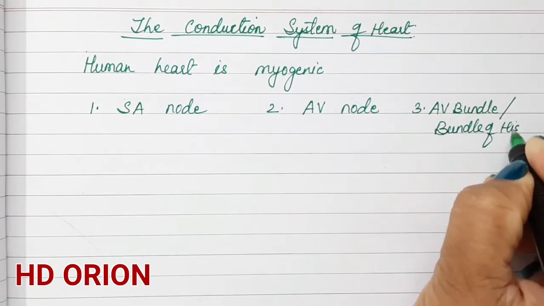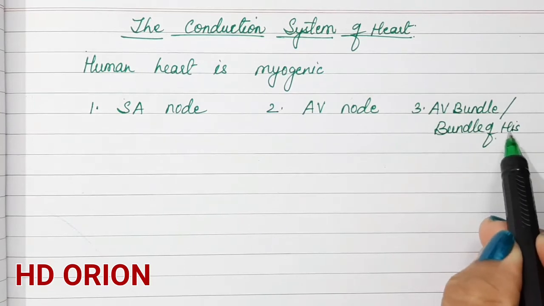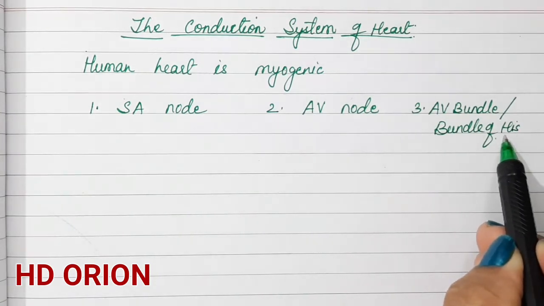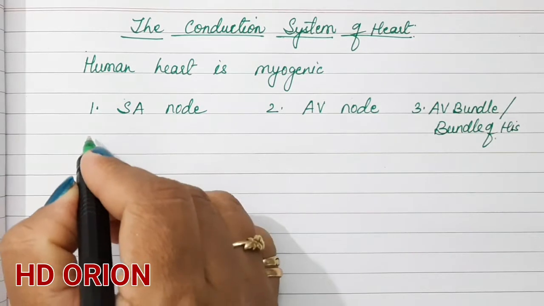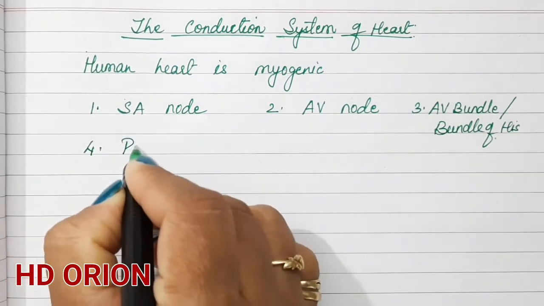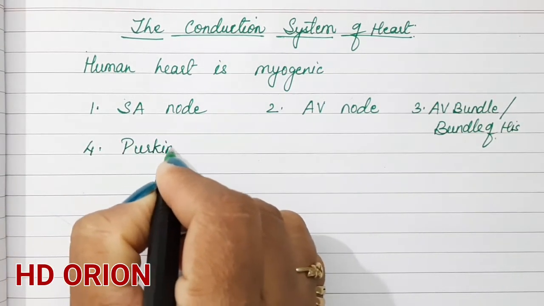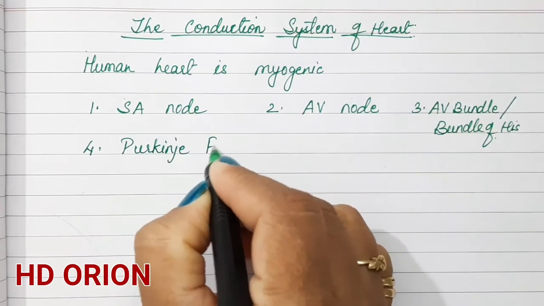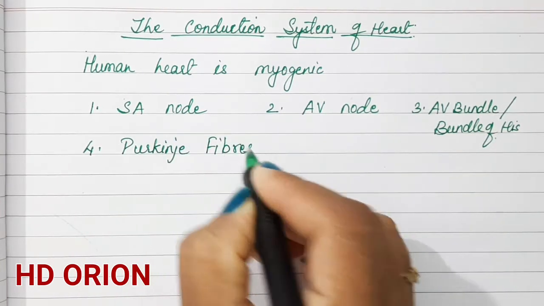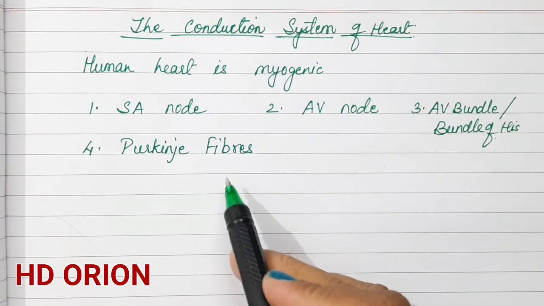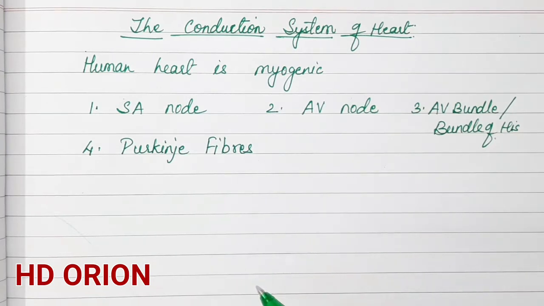His is the name of the scientist actually. Sometimes it is spelled as HIS and sometimes it is HISS. And the fourth one is Purkinje fibers. Purkinje again is the name of the scientist. So all these four help in the conduction of the impulse that travels and help in the passage of the stimulus.